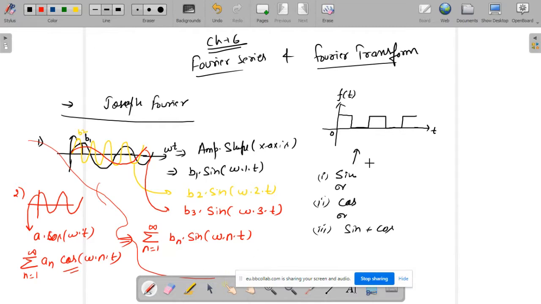Now what I told you is that this signal may be a mixture of different sine waves, or this signal may be a mixture of different cos waves, or this signal may be a combination of different sine plus cos signals. So I know the equation of different sine signals, and I know the different cosine signals. So in the Fourier series, what is Fourier series?